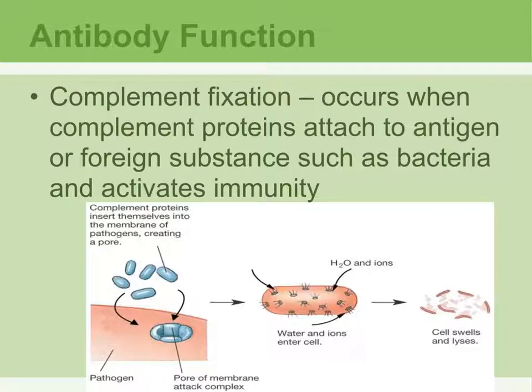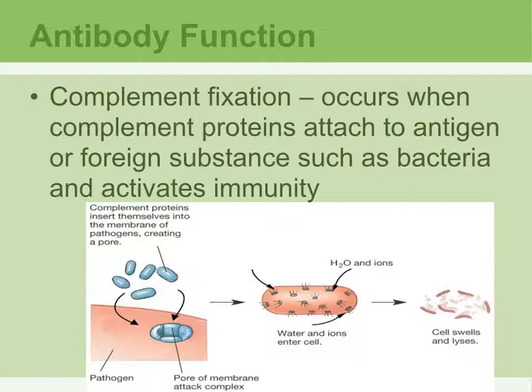There are various ways that antibodies can kill, inactivate, or disable the pathogen, and depending on the different classes, they can act differently. One way is called complement fixation. There is a special relationship between the complement proteins floating around in the fluids and the antigen: they attach to it, and that can cause an immune response.